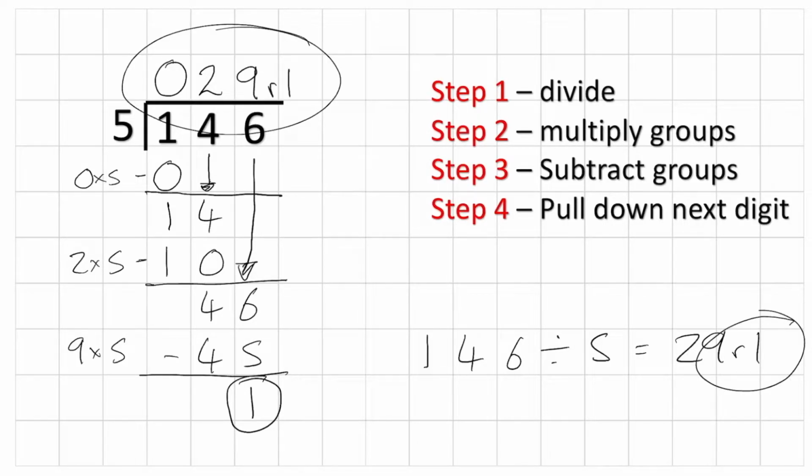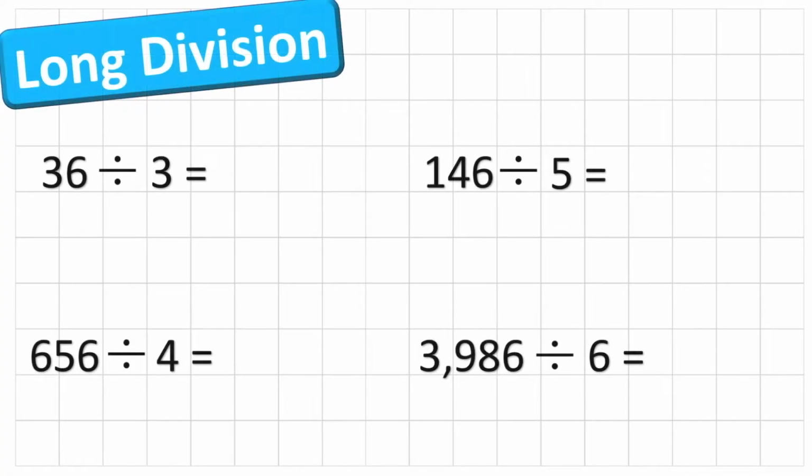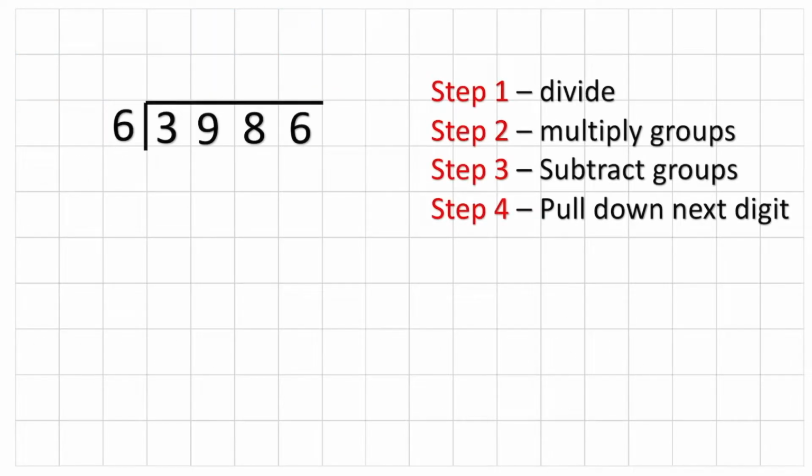If you want to learn how to change this remainder into a decimal, you can watch that video on this channel as well. Okay, let's do our final one. Let's do a big one. We've got 3,986 divided by 6. Okay, same process again. I don't think this is any harder, just a little bit longer.